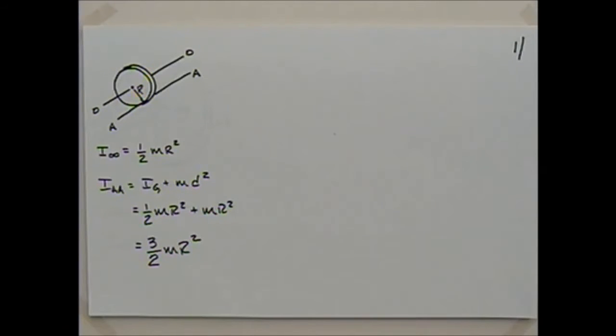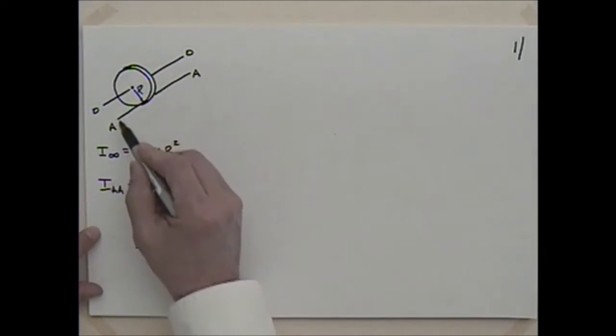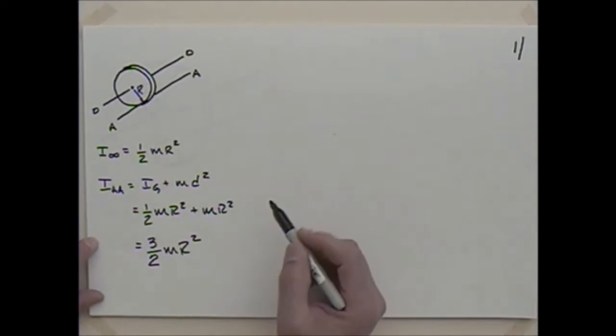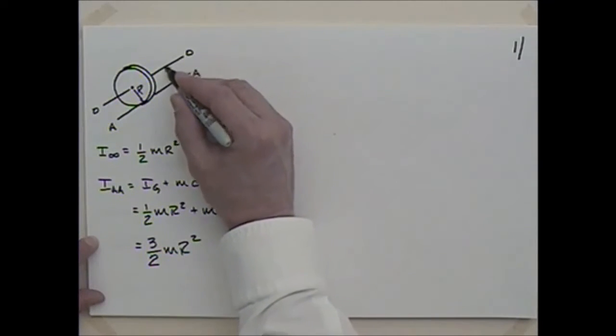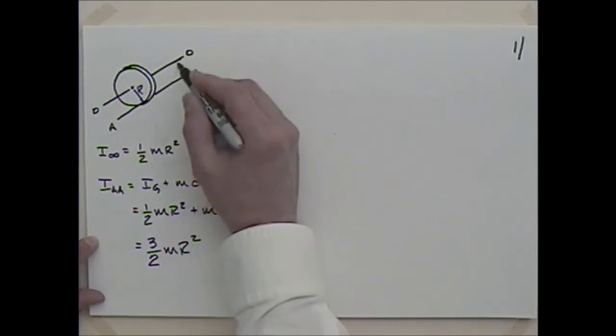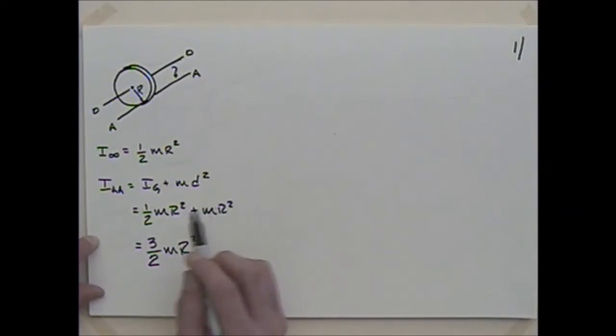So we left off last time talking about the mass moment of inertia and the parallel axes theorem, and I wanted to look at a quick example here. If I wanted to find the mass moment of inertia about this axis AA, I could use the parallel axes theorem and transfer the moment of inertia about this axis OO to this axis AA.